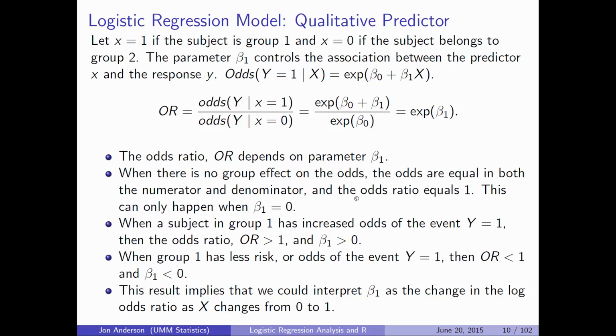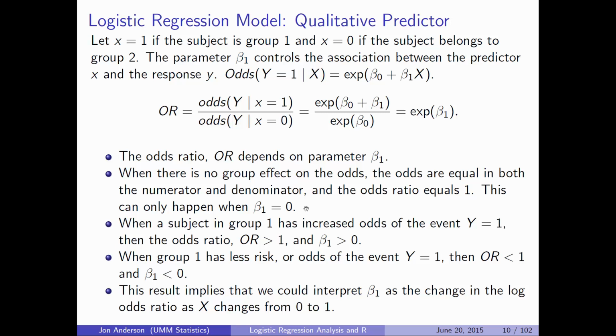If there really is no difference between the groups, if group x equals 1 has the same risk, same chance as x equals 0, it will mean that the numerator odds is the same as the denominator odds, and that means the odds ratio will be 1. And the only way you can have an odds ratio of 1 is e to the 0. E to the 0 will give a result of 1. So beta 1 being 0 is the same as no difference in risk between the two groups.